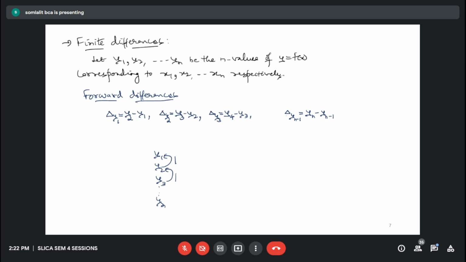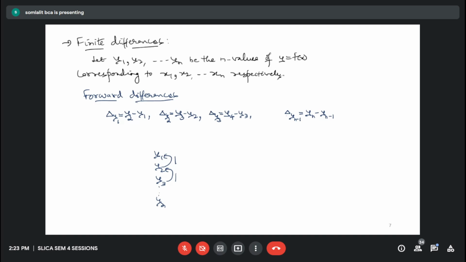Sloka, can you repeat this? Yes, sir. So these are the first order forward differences where delta y1 equal to y2 minus y1, delta y2 equal to y3 minus y2, delta y3 equal to y4 minus y3, and delta yn minus 1 equal to yn minus yn minus 1. These are the successive differences about what? yi's or xi's? yi's. Yes. Okay. So we have this.